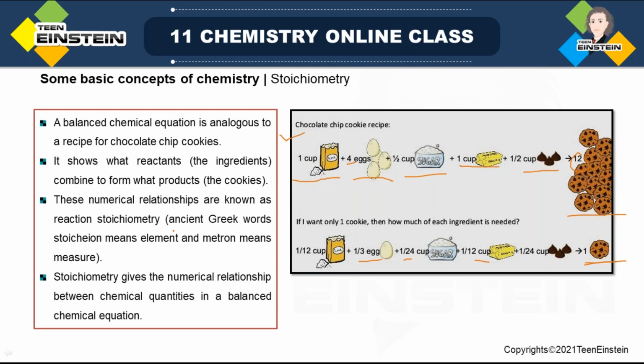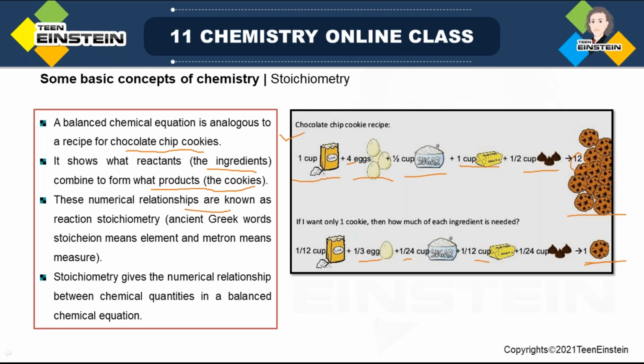So a balanced chemical equation is analogous to a recipe for chocolate chip cookies. It shows that reactants, in this picture, are basically ingredients. It shows what reactants combine to form what products. Product is cookies.